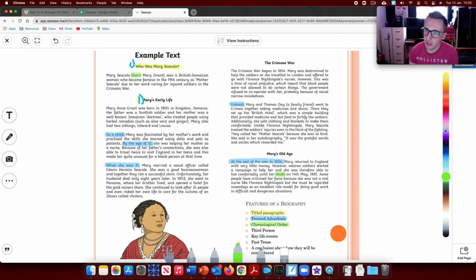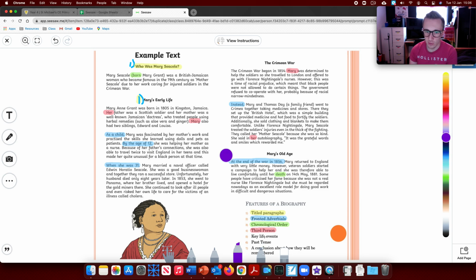Third person. I'm going to go for a kind of red. Now we're looking for words like her, they, words that are referring to someone other than yourself. So we've got here her, Mary. So we're talking about her in the third person, not I. It's about Mary. Again, Mary here. You may have other examples, and that's absolutely fine. Her there.